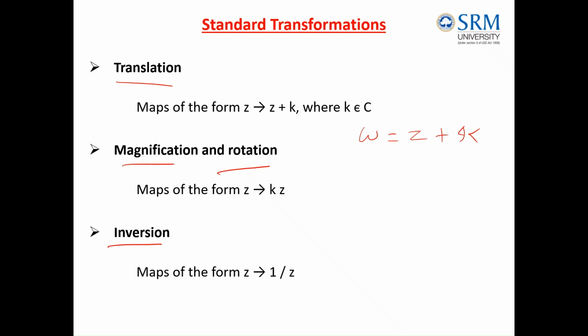Then next comes magnification and rotation. Here the transformation is w equal to k into z. If k is real, you will get a magnified image. If k is imaginary, you will get an image with a rotation. Next is inversion. The mapping is defined as w equal to 1 by z. So we are going to see the transformations one by one with a few examples.